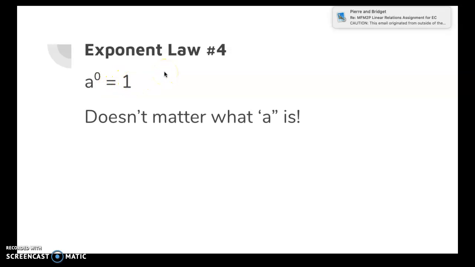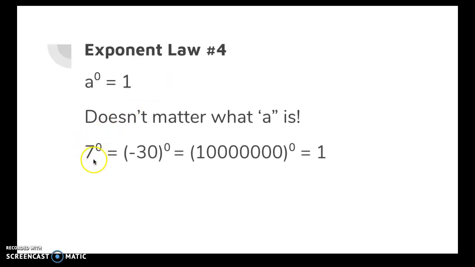All right, exponent law number 4. This is my favorite law. We have gone over this in class, but let's go through it again. If we have any number to the exponent of 0, it's going to be equal to 1. And it does not matter what a is. It can be a positive number, a negative number, or a huge number. Anything to the power of 0 is 1.